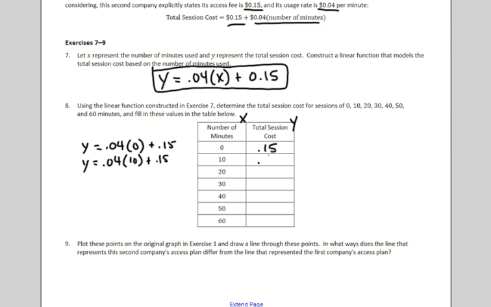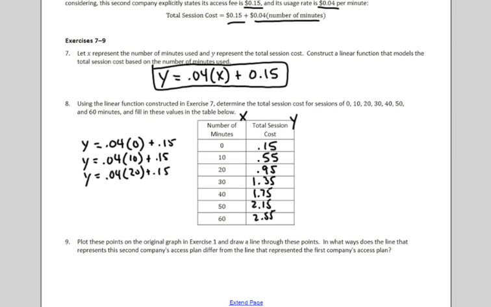So this would be 55 cents. And I could keep going, but I know what's happening is it goes up 40 cents each time. So this is going to be 95 cents. 40 more is $1.35. 40 more is $1.75. 215 and 255. So we can use that linear function to complete the table of values.